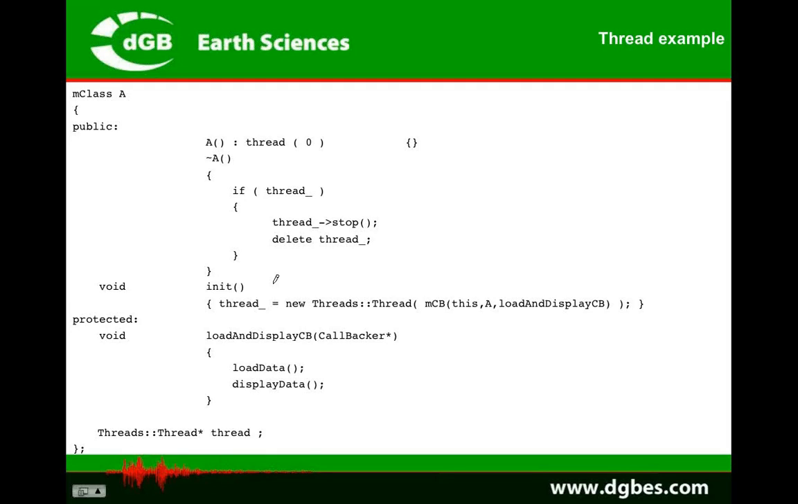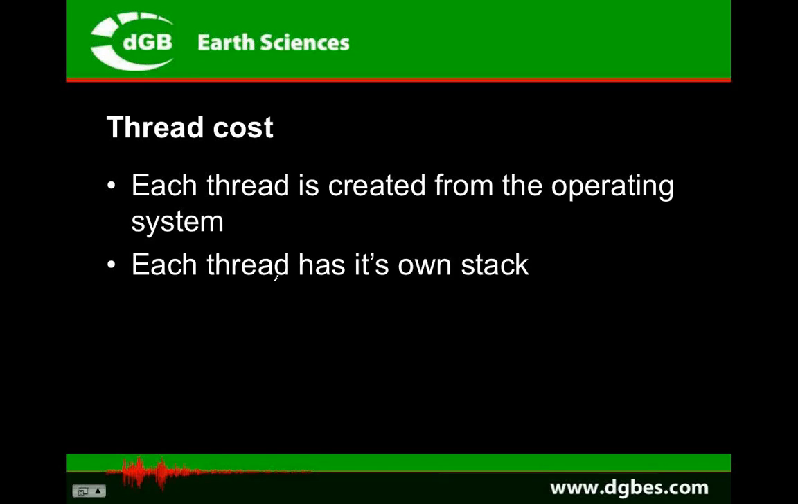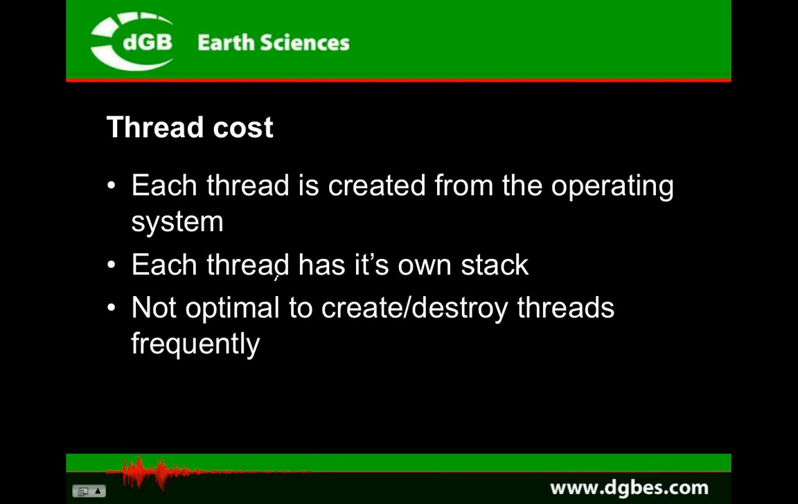Now, let's look at some problems we have with this code, and that is basically associated with cost. The problem is that each thread is created by the operating system. So when I create a new thread, there's a number of calls that are done into the system. Another problem is that each thread has its own stack. So if we have many, many threads, it will eat a lot of memory in our system. So we can conclude it's not optimal to create and destroy threads frequently.